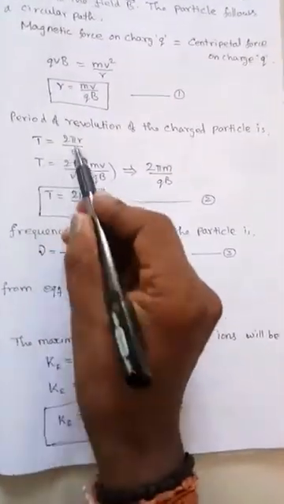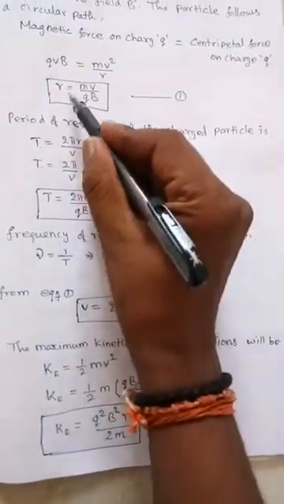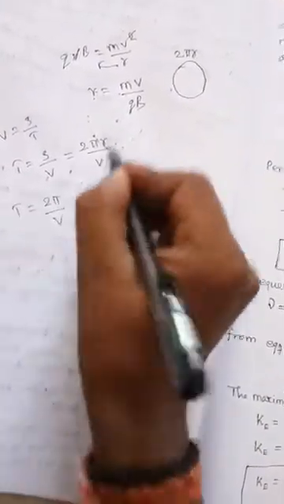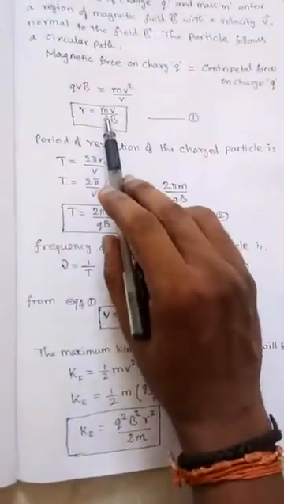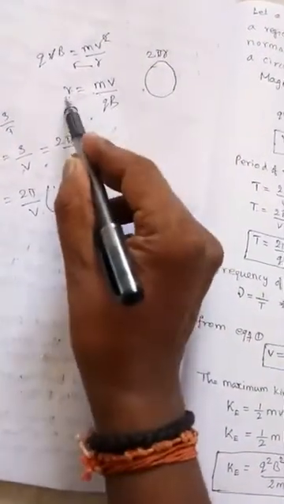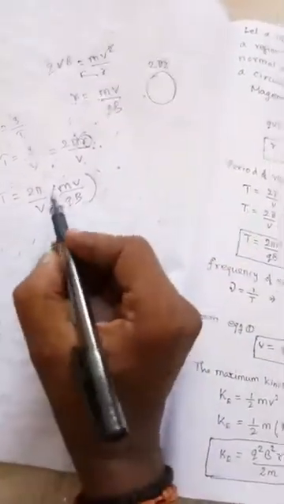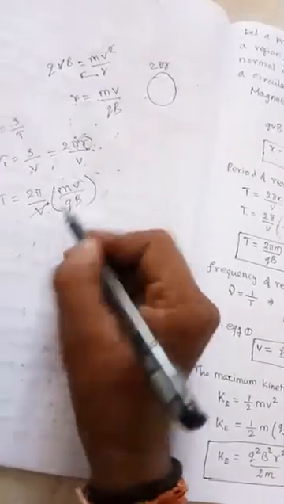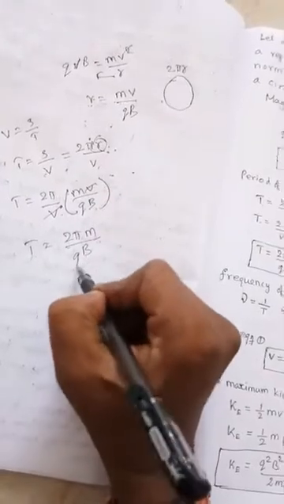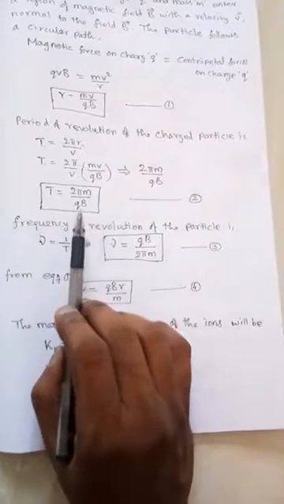Here t is equal to 2 pi r by v. Substitute the r value here. Already you know the r value, mv by qB. Substituting, v cancels. So the time period is T is equal to 2 pi m by qB.